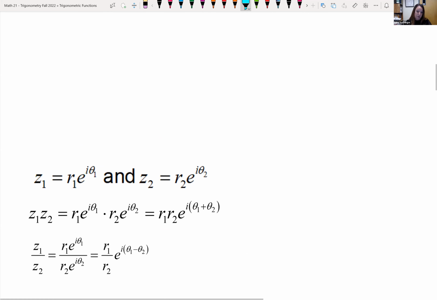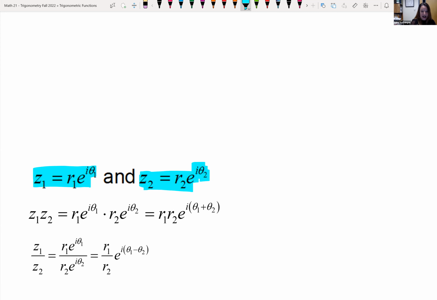So we looked at the property of multiplying and dividing complex numbers. In exponential form, we defined the complex number z sub 1 equal to r sub 1 times e to the i theta sub 1 power, and z sub 2 equal to r sub 2 e raised to the i theta sub 2 power. Then if we multiply our two complex numbers, z sub 1 times z sub 2, that's the same thing as r sub 1 times r sub 2, e raised to the i times the quantity theta sub 1 plus theta sub 2.